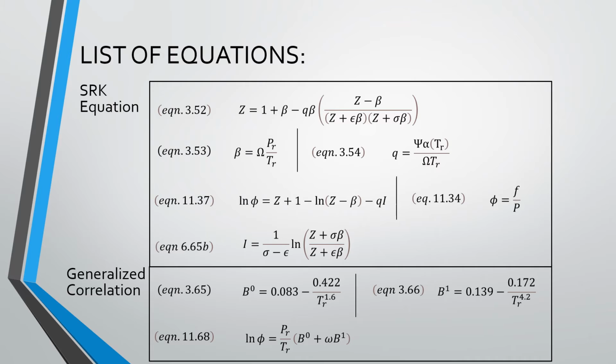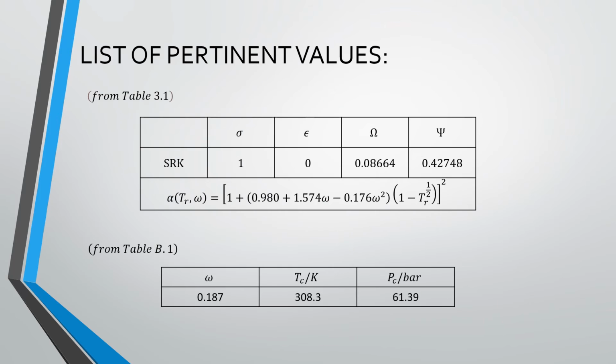Here is the list of equations that will be used for this problem. The first box is for the SRK equation of state, while the other is for the calculation using generalized equation for gases, particularly the Pitzer correlations for the second virial coefficient. You can pause this part to go through the equations. I also went ahead and listed all the pertinent data that are needed for the solution. You can also pause this part to see all of the values.